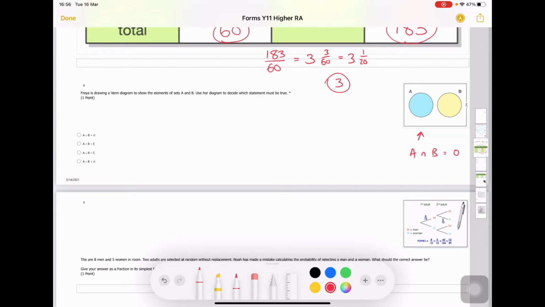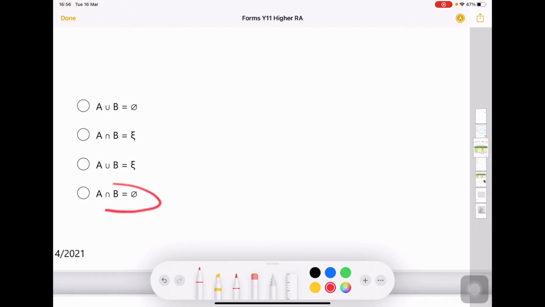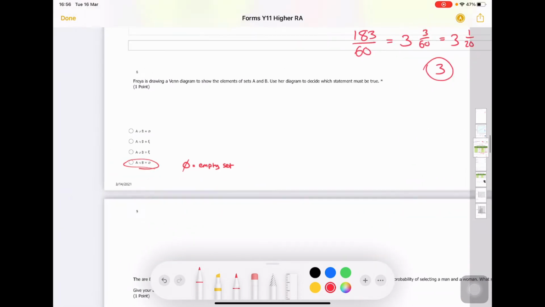And one way of writing this is using this notation. Remember that this symbol means empty set. So there are no numbers which are in A and B. There are numbers in A, there are numbers in B, but none are in A and B. So this one would be correct.